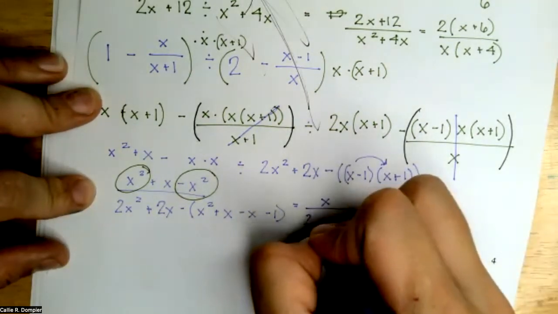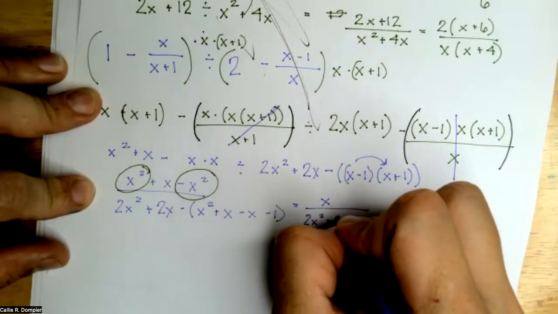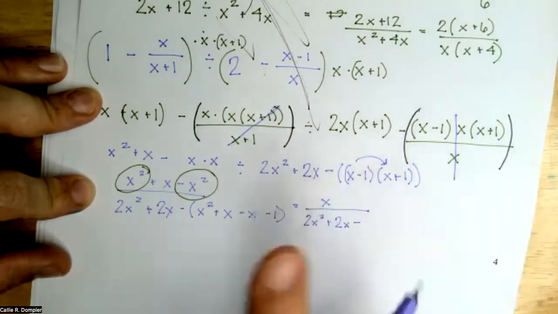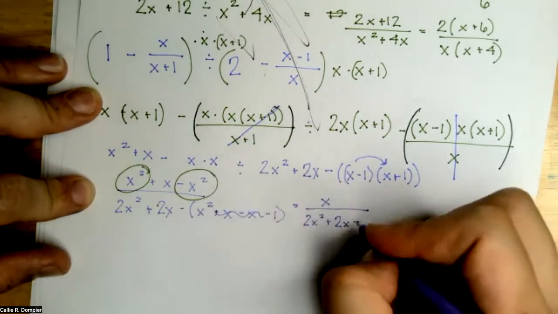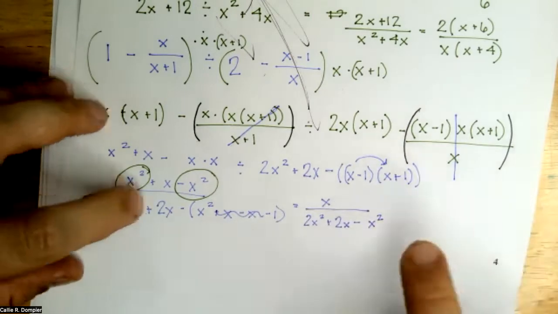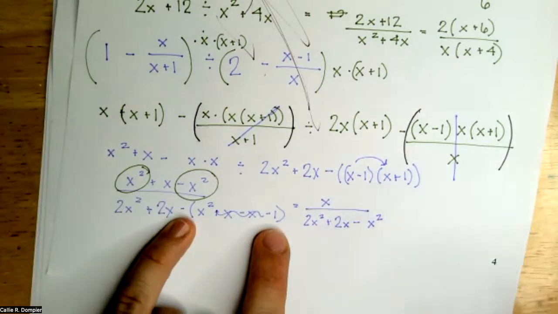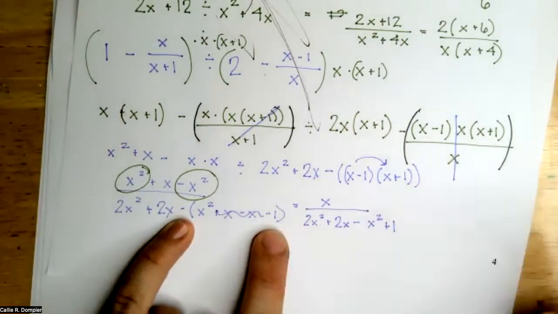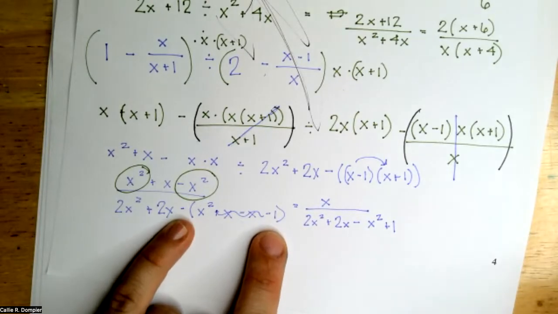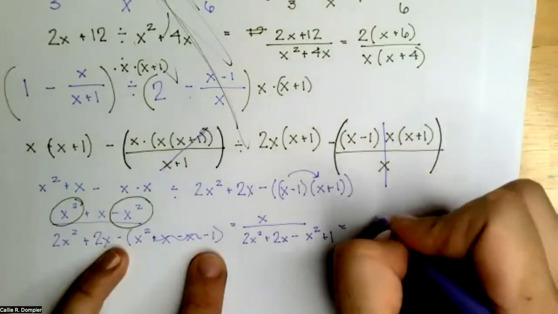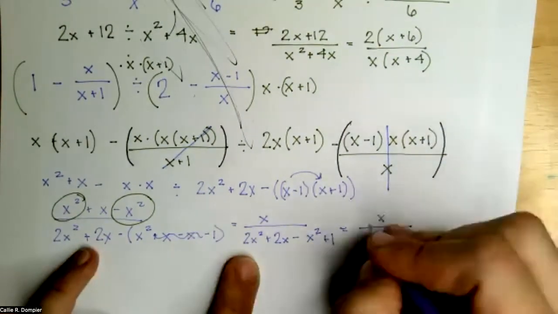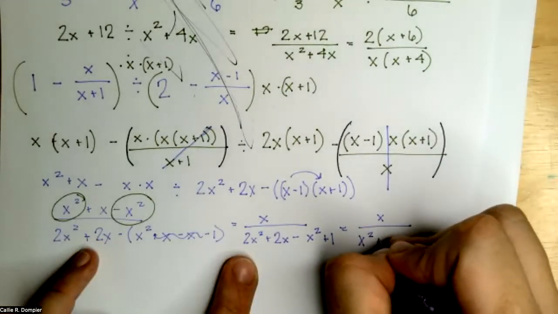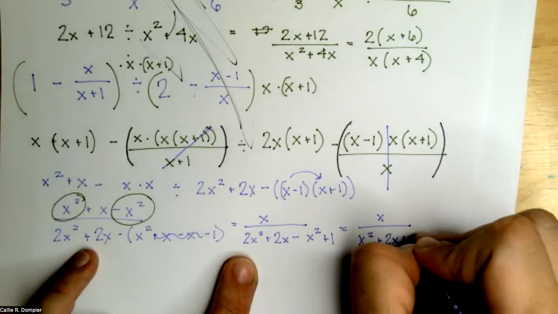This is still 2x squared plus 2x minus, these two cancel, x squared, and I'm going to say plus 1 because we're distributing that negative. x on the top. The 2x squared minus x squared just becomes x squared plus 2x plus 1.